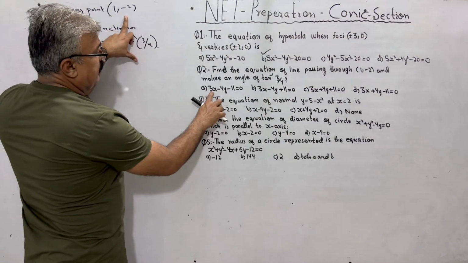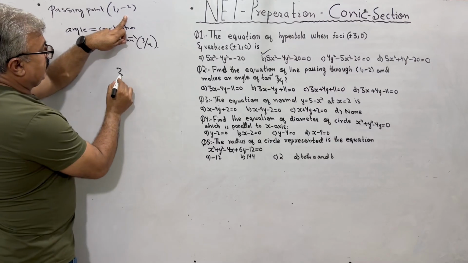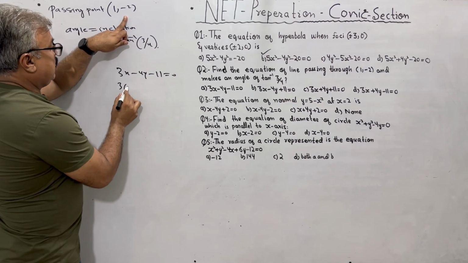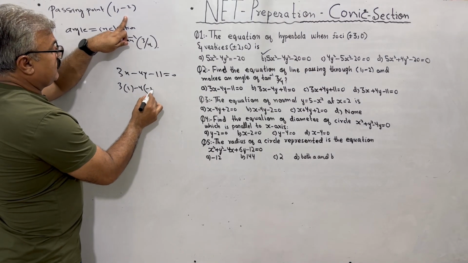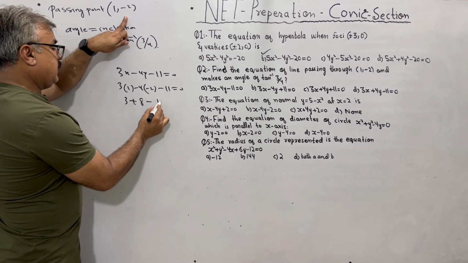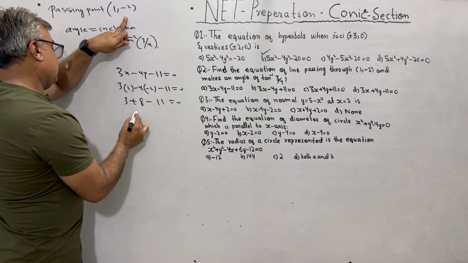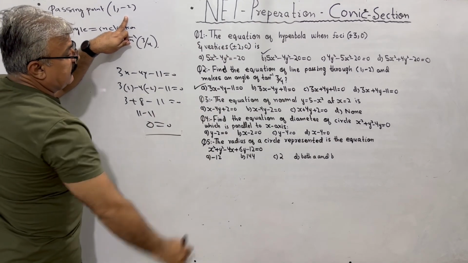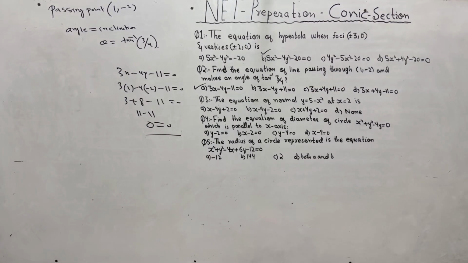If I put it in 3x minus 4y minus 11 is equal to 0, 3x is 3 times 1, while y is equal to negative 2, so it becomes 3, 4 times 2 is 8, positive 8 plus 3 is 11, minus 11 equals 0. We arrive at the result. That's our answer.